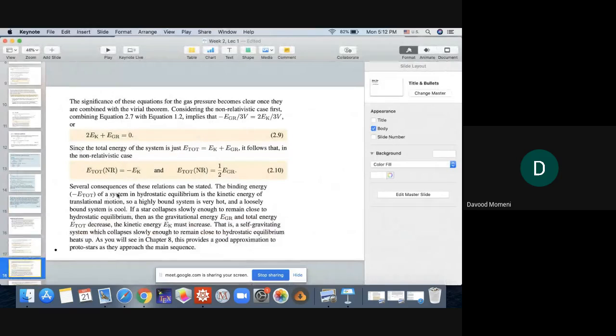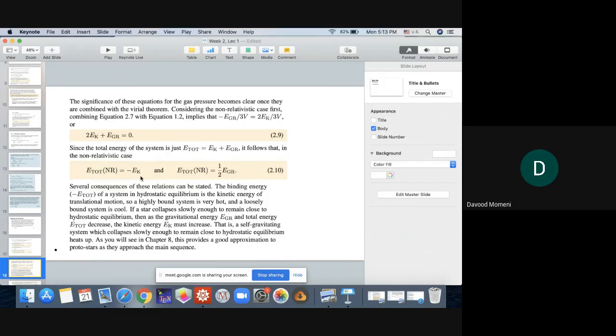Based on the virial theorem, for the non-relativistic case, I mean when the particles are not very fast, the total energy is just minus the kinetic energy. The total energy will be negative. Negative means bound. The system will be bound, so the star finally looks like a hydrogen atom. The total energy will be negative.